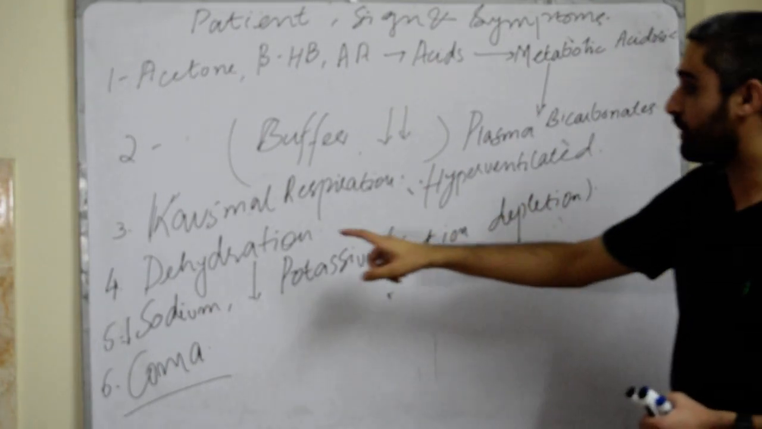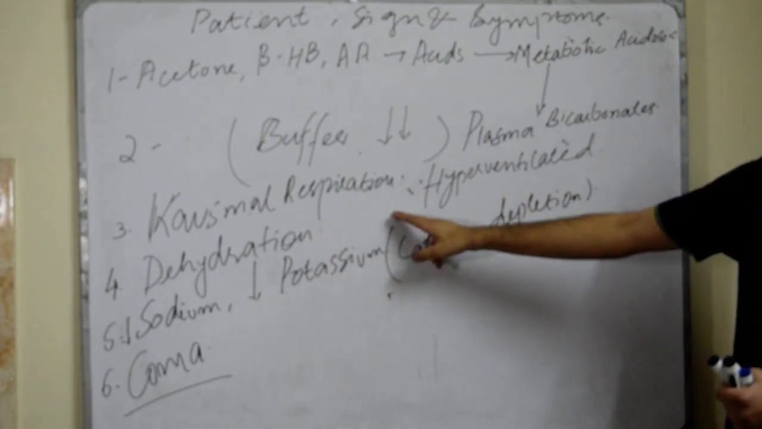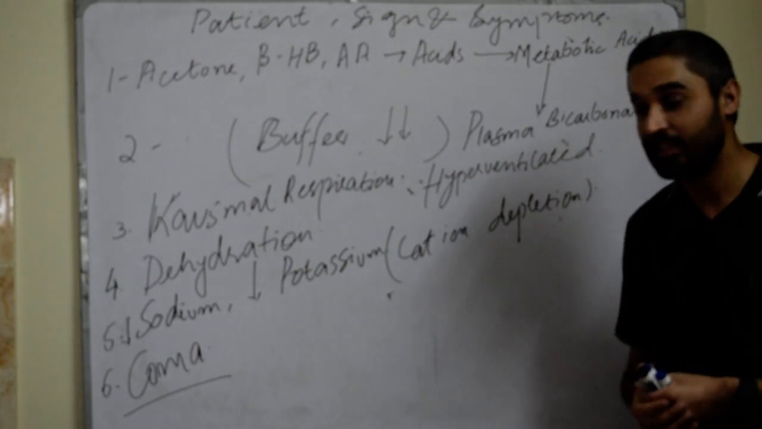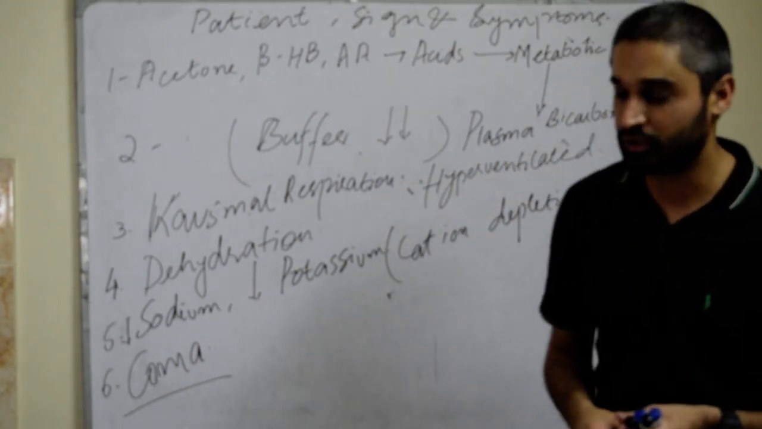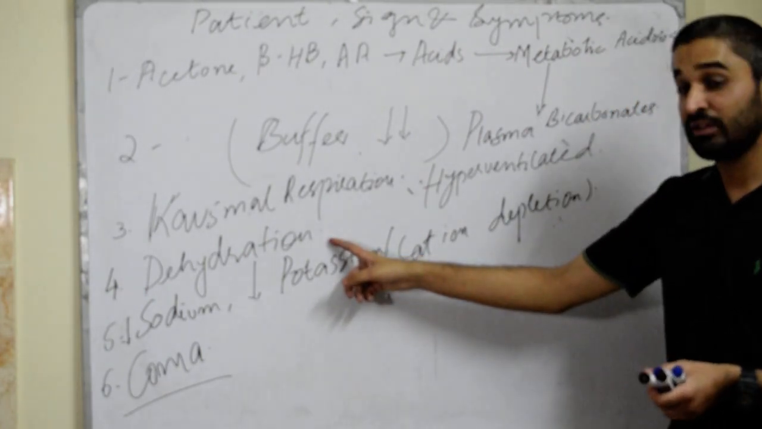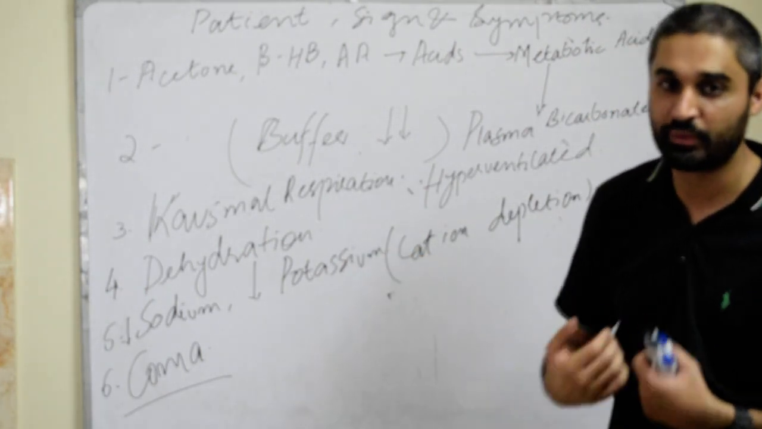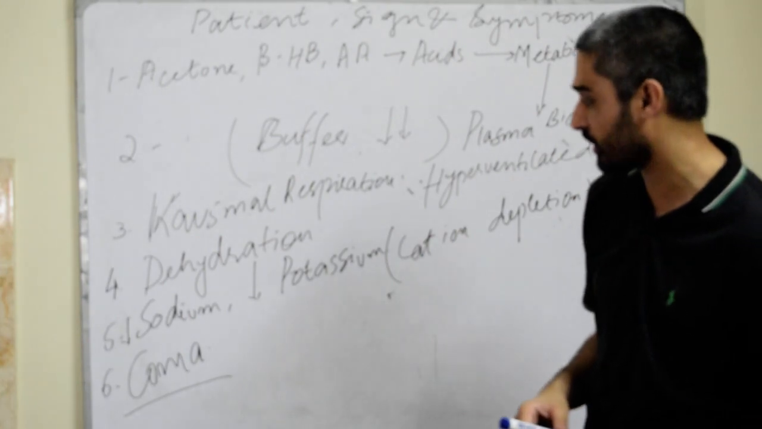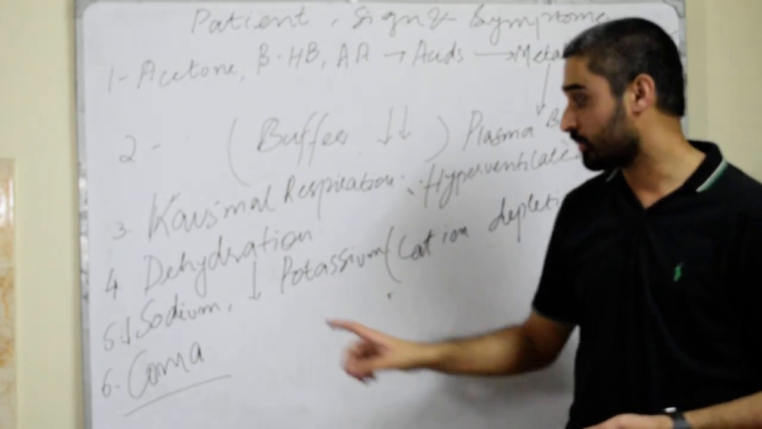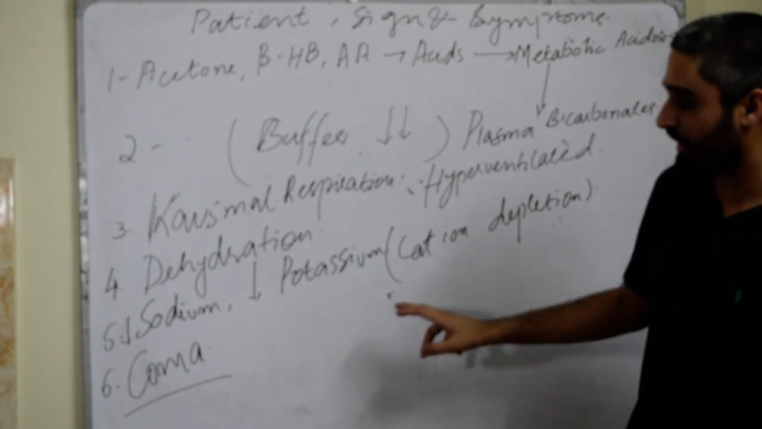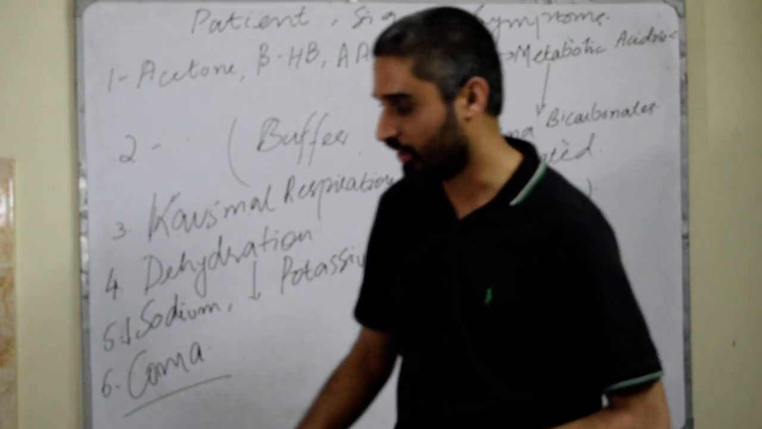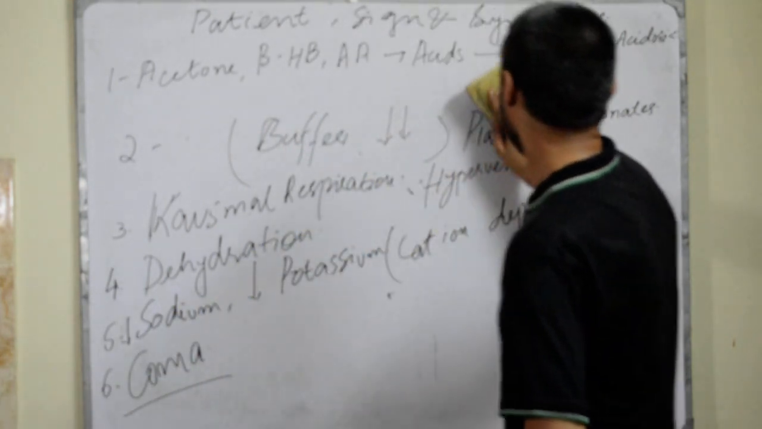There will be osmolar respiration, which is a hyperventilated state. In a hyperventilated state, there will be loss of acetone through the breath. Loss of ketone bodies, ketonuria. Whenever the ketone bodies are lost, it will cause osmotic diuresis, which will lead to loss of sodium and potassium, cation depletion, and ultimately a state of coma.